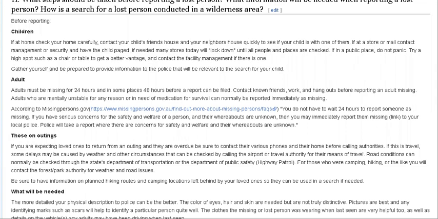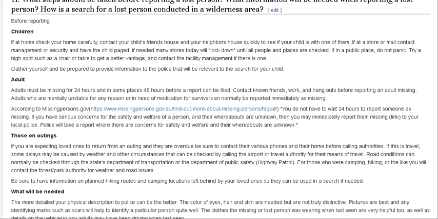So before reporting, children, if at home, check your home carefully. Contact your child's friends' houses and your neighbor's house quickly to see if your child is with one of them. If at a store or mall, contact management and security and have the child paged. If needed, many stores today will lock down until all people and places are checked. If in a public space, do not panic. Try a high spot such as a chair or table to get a better vantage point, and contact the facility management if no one is there.